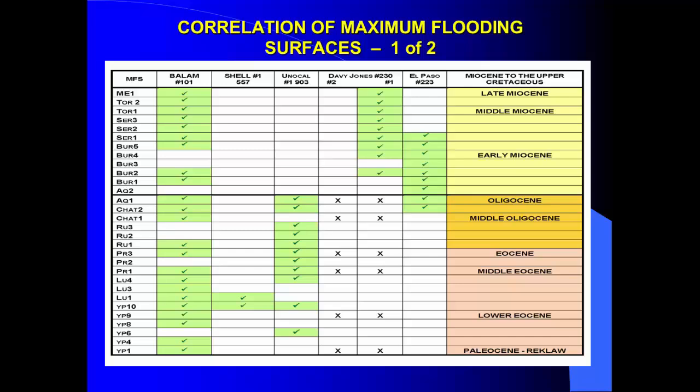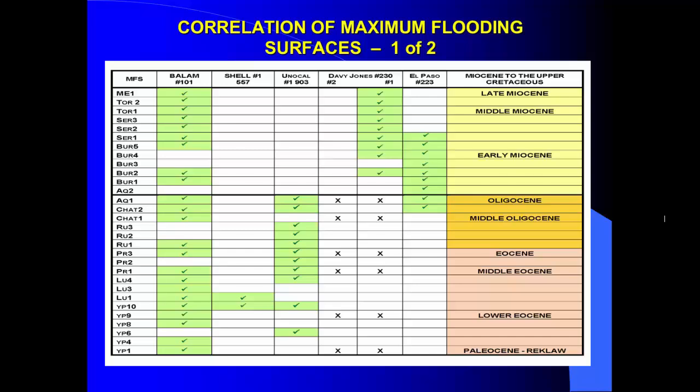Coming down here into the Oligocene, the Aquitanian and the Chattian here, we find this in the Balm, and the same Oligocene in the Unocal 903. The X's mean that we found the top of the Oligocene in these wells, but we don't have any maximum flooding surfaces that we can recognize. But we can find the tops of the units, but the resolution, we couldn't get into making maximum flooding surfaces.